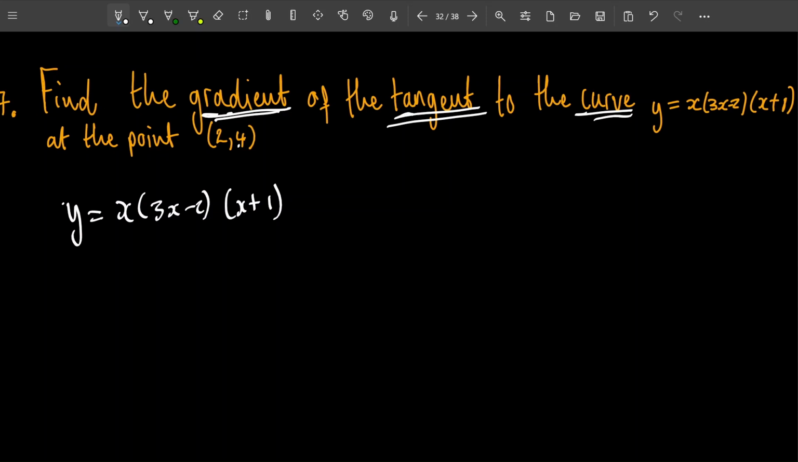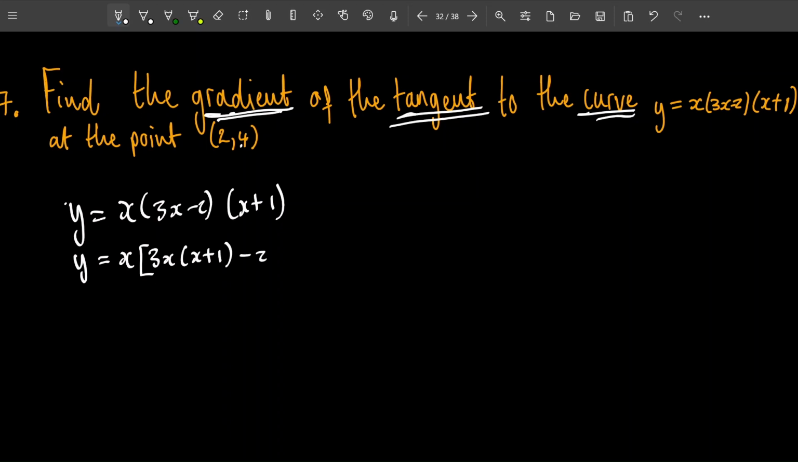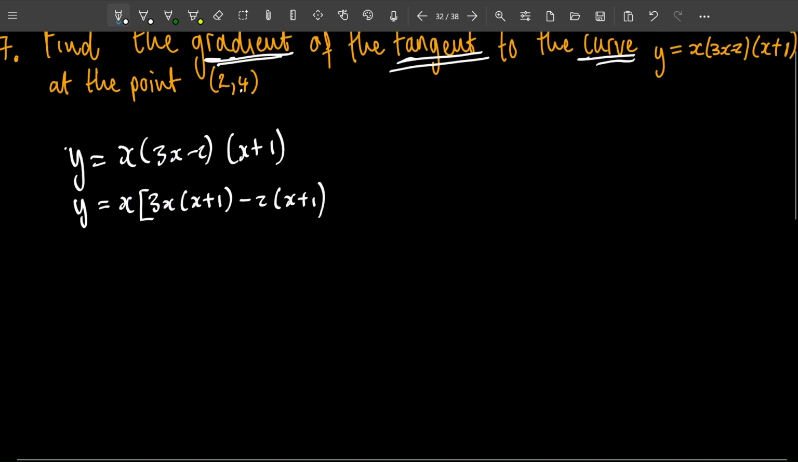Okay? So if I am to expand, I would say y is equal to x, which is still outside, but I let these two brackets multiply each other. When I multiply these two brackets, I start with 3x multiplying (x plus 1), then I take minus 2 multiplying (x plus 1).